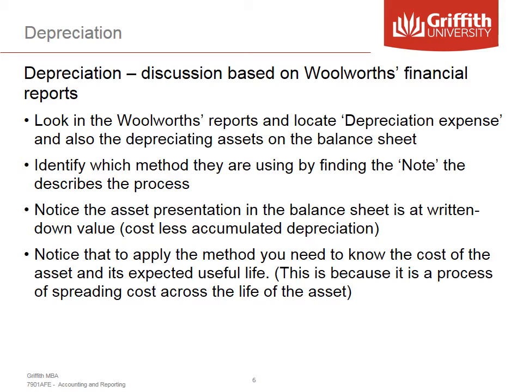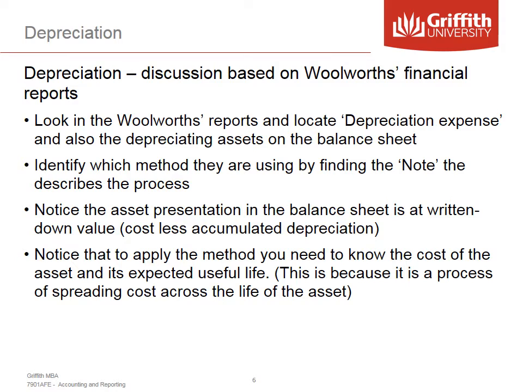You'll see that Woolworths tell you the rate at which they're depreciating each of the classes of assets, and they tell you what the cost of the assets are, what the amount of accumulated depreciation is against each of those classes of assets, and calculate what is the written down value for that class of assets as well. So if you look back in the balance sheet, what you'll then see is that the presentation in the balance sheet is at its written down value.